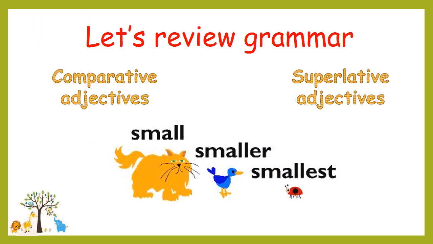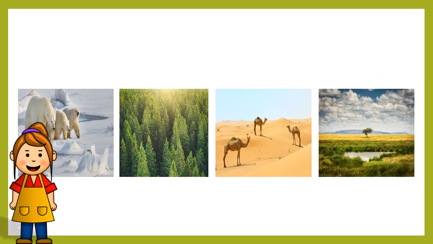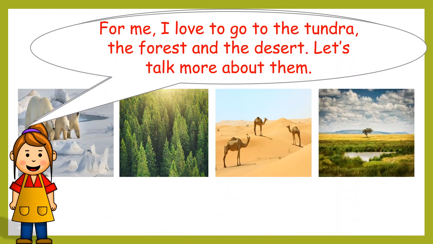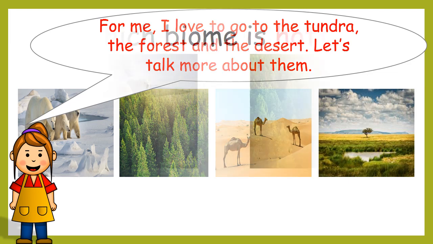Number 2, we review the grammar. Can you see the adjective small? We have the comparative adjective smaller, and smallest is the superlative adjective. Questions for you. Which biome do you want to go to and why? For me, I love to go to the tundra, the forest, and the desert. Let's talk more about them.